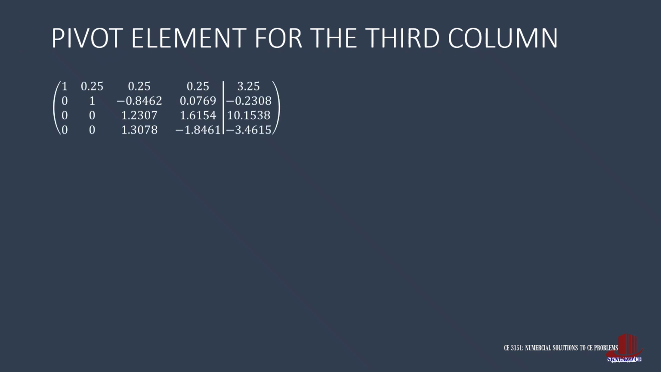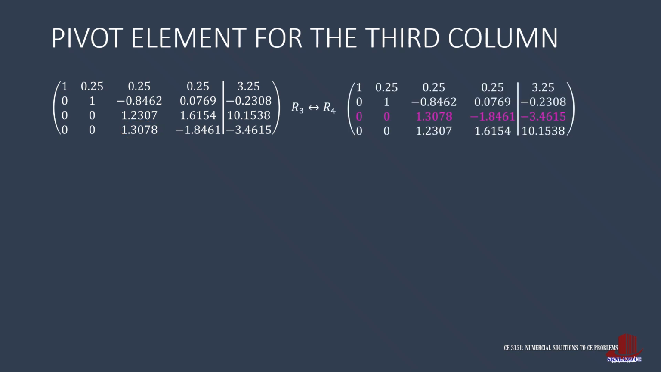We then look for the pivot element for the third column. The choices now come from the third and fourth rows. The dominant value is 1.3078, so we have to interchange rows and place the pivot element to the third row. The third row is then the pivot row for the third column. The pivot element must then be equal to 1, so row 3 should be divided by 1.3078.